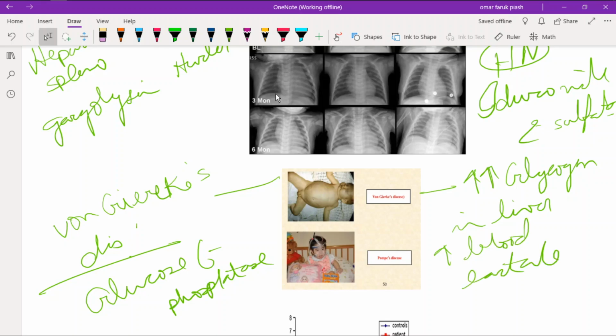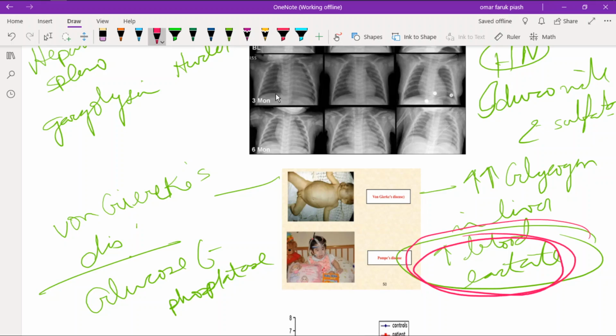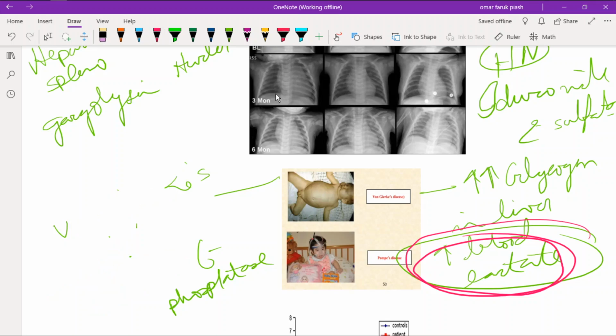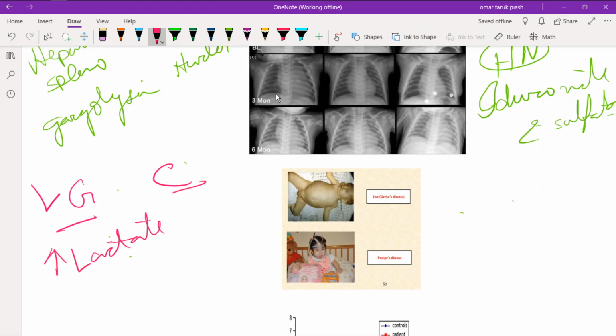This is another important point I would like to describe: in von Gierke disease there is increased blood lactate. On the other hand, in Cori disease there is normal blood lactate. So if you want to differentiate between von Gierke and Cori, in von Gierke there is increased lactate, while in Cori there is normal lactate.